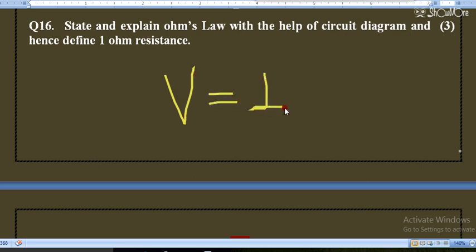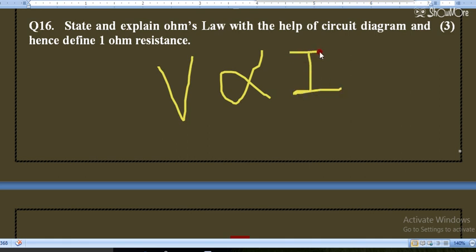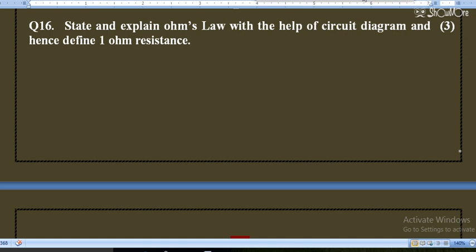The definition will say the potential drop across the two terminals of a resistance is directly proportional to the current flowing through the resistance. So this will be the answer, and after that you have to define the 1 ohm.